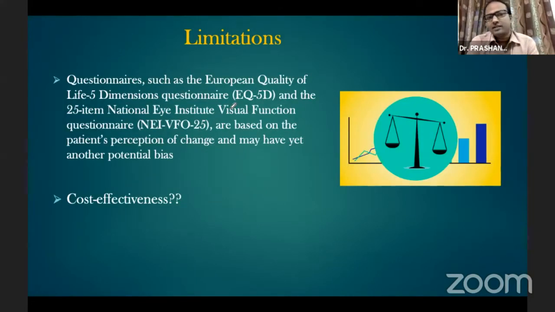One of the positive findings showed that the improvement in quality of life was assessed by a questionnaire like the European Quality of Life 5-Dimension index. Now this questionnaire is a subject of perception. The same question asked to me and some other person, they may feel differently in a different situation. So it's a matter of perception, so there is a potential bias in the questionnaire and the results.